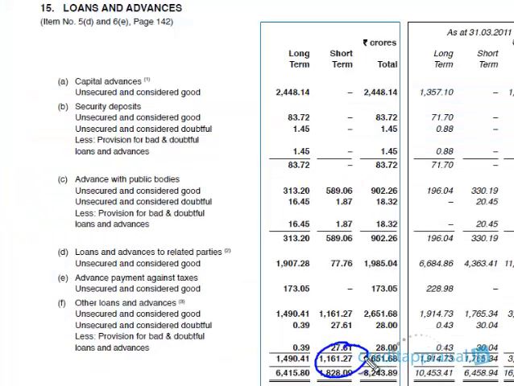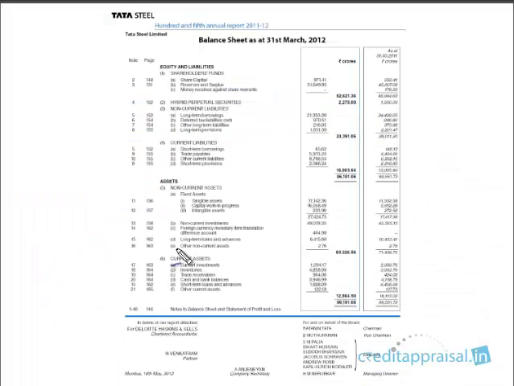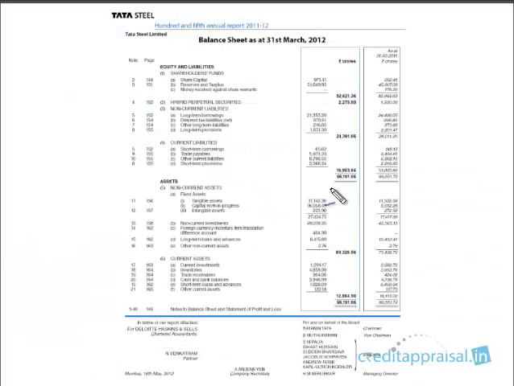Then we are left with 1161 crores. That is other loans and advances, short term. So you can put it under advances recoverable. It usually appears under the name of advances recoverable in cash or kind, or simply advances recoverable. So 1161 crores I put under advances recoverable under current assets. Then 12218 is other current assets. Straight away we could put it under other current assets because we don't have the classification. So I put this under other current assets.